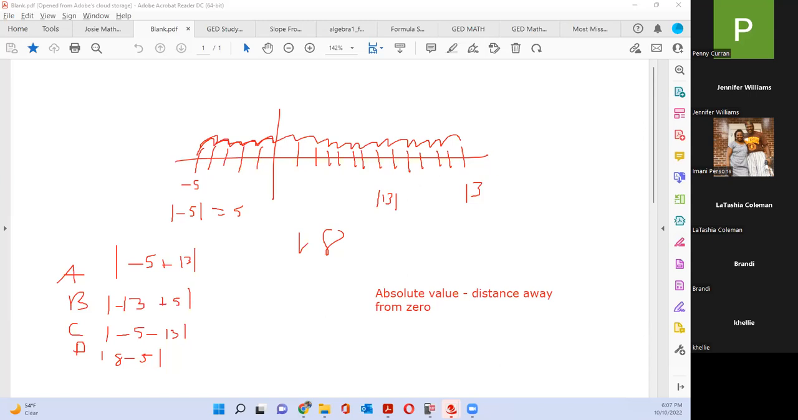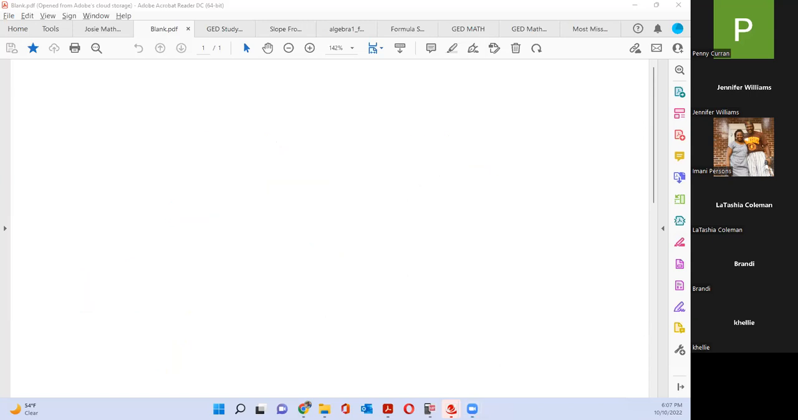Okay. And that's one of the first 5. You can almost put money in the bank. Distance between two numbers or absolute value is going to be one of your first 5. You can almost put money on it. So distance between two numbers is very, very important.